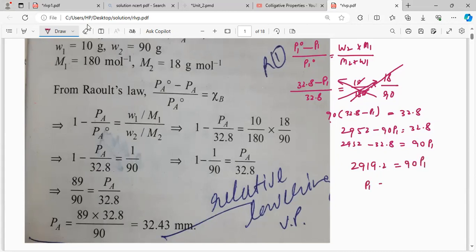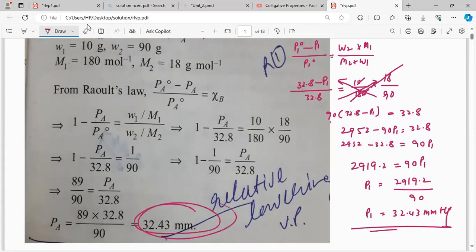So P1 is equal to 2919.2 upon 90. So if you are dividing by 90, 32.43. 32.43 mmHg. See the answer here. Are you getting this? Yes.